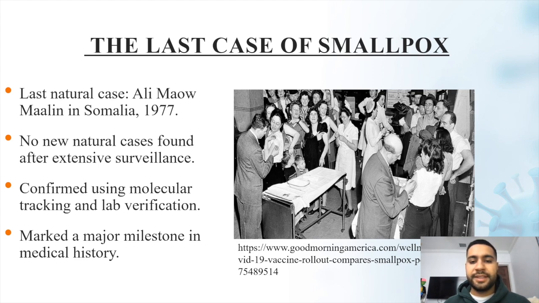In the wake of this case, teams conducted high-level surveillance within the region and worldwide to ascertain that no new infections were being caused. Molecular surveillance tools and genetic tracking confirmed that the virus was no longer circulating in the human population. This was a wonderful landmark, the last time naturally occurring smallpox ever appeared, and it meant that the world was about to experience a great victory.